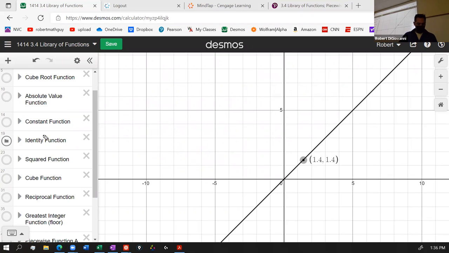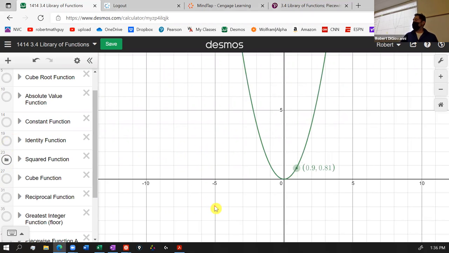All right, next one. The squared function. I know a lot of you are familiar with this one. F of x equals x squared. Even or odd, or neither? Even, okay, domain.